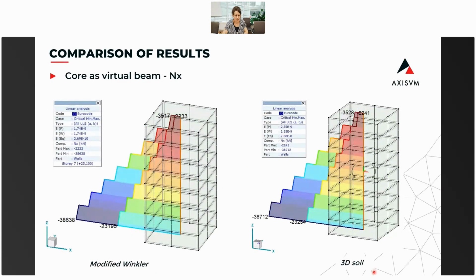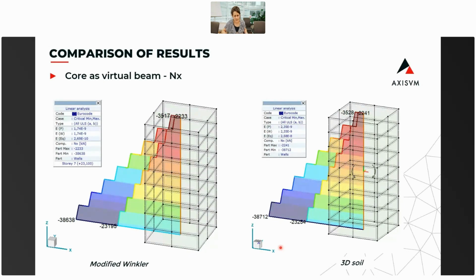Let's move on to the axial forces and investigate the normal forces. For this purpose, I have created a virtual beam on the cores in order to make it easy to compare the normal forces between the two models. In the case of normal forces, the differences remain visible, but the magnitude of this difference is not as significant as in the case of moment diagrams.